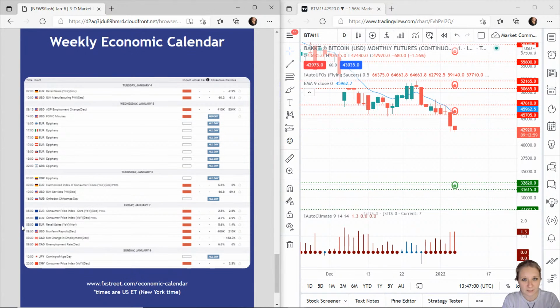So hopefully this made sense. Essentially, again, it was going through the email that we send out to our free members where they get this every day, giving it a little bit more context, explaining what's going on behind the scenes.